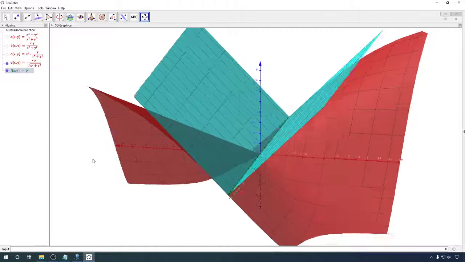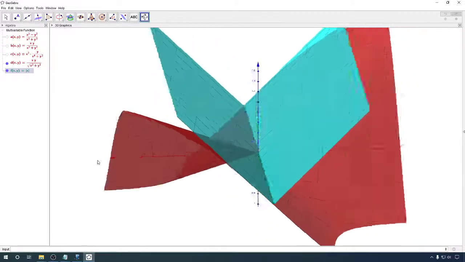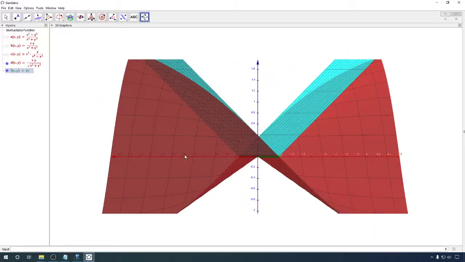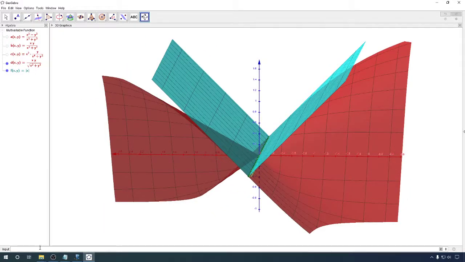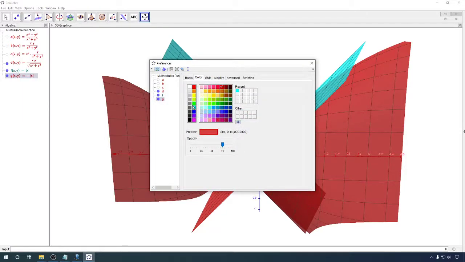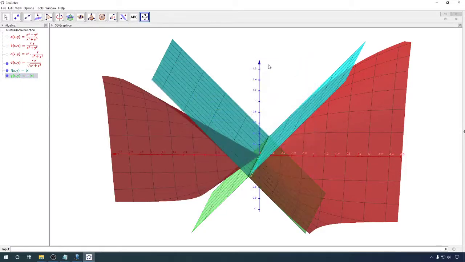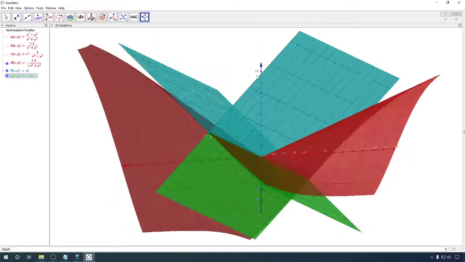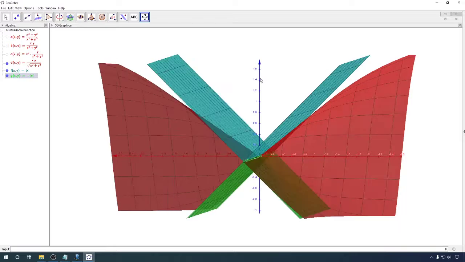So here you can see that the red surface is always below our cyan surface. If we were to plot the other one, say g of x, y is equal to the negative absolute value of x, and again, we want to have a different color. Maybe we'll make this one a green. Our red surface is always above the green surface.